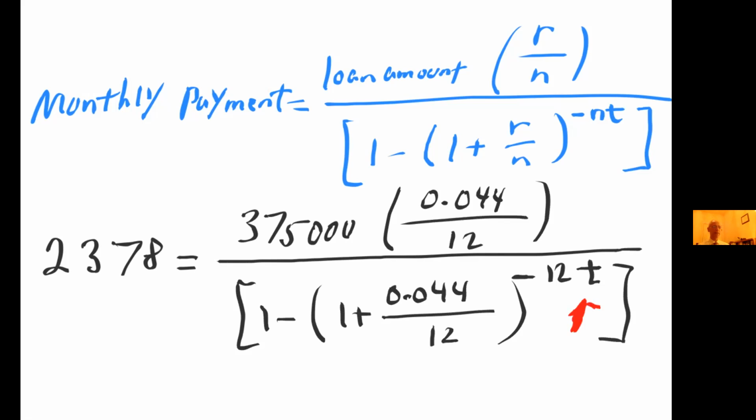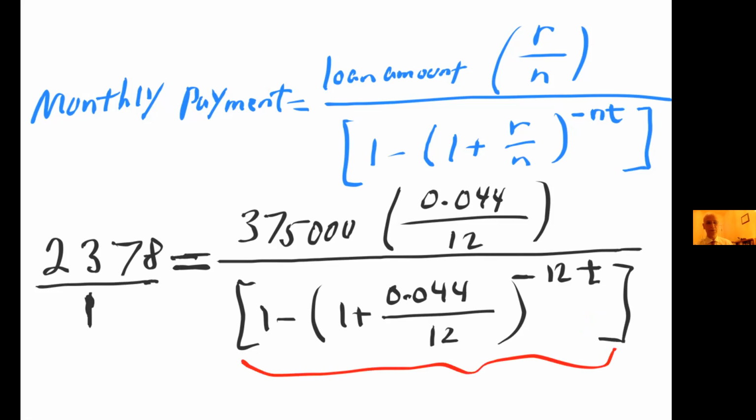Some of you may find it difficult to solve for that t, to separate it from the denominator. So I'm going to show you how I would approach it. The first thing I would do is multiply both sides of this equation. On the left-hand side, I have 2378, and that's over 1, of course. So my LCD, least common denominator, is right here. If I multiply both sides of this equation, I will no longer have fractions.